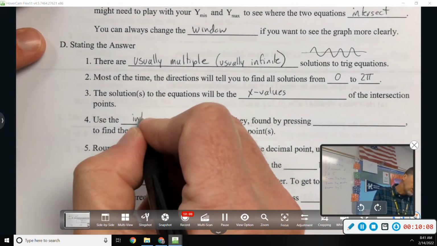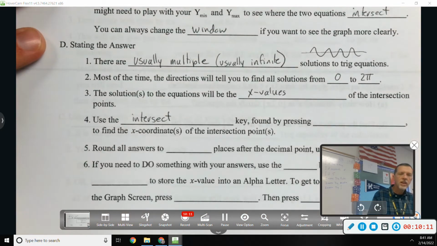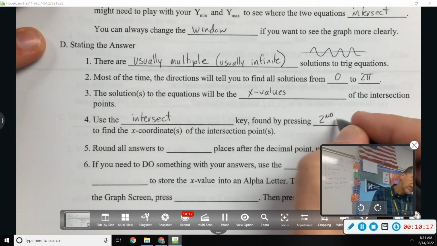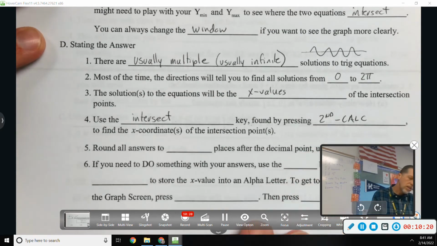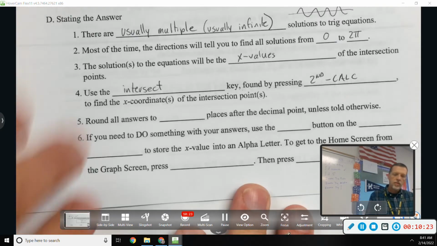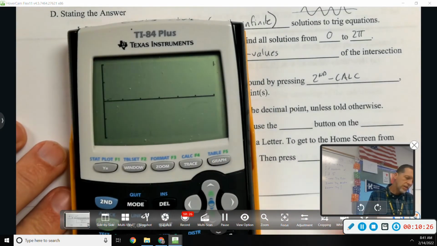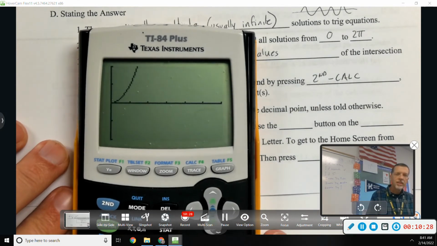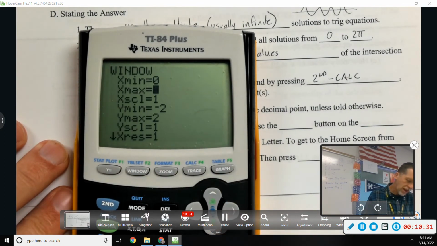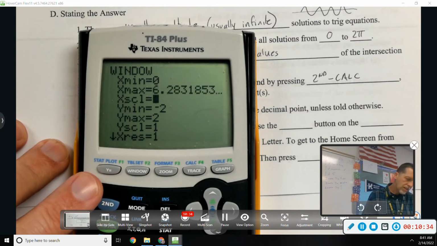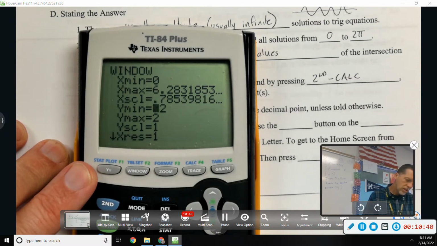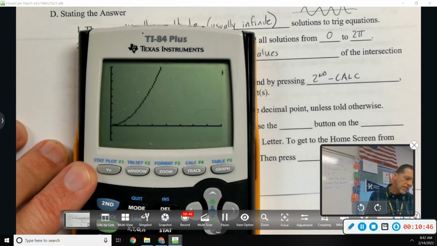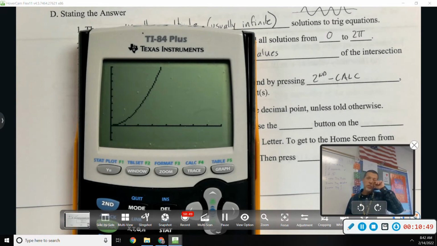Number 4, use the intersect key, found by pressing second calc. So if you've got your graph there, I graphed x squared from 0 to 2 pi. X scale doesn't really matter, but I can put pi over 4. So I'm looking at some graph from 0 to 2 pi.